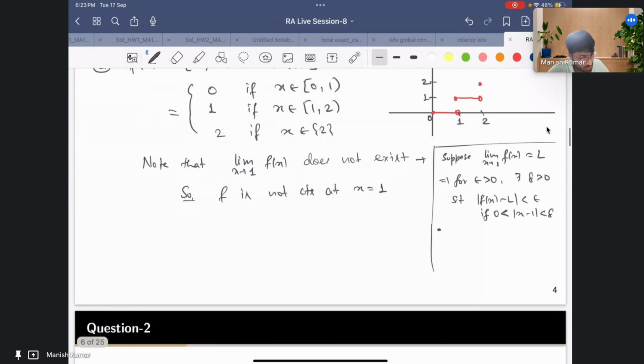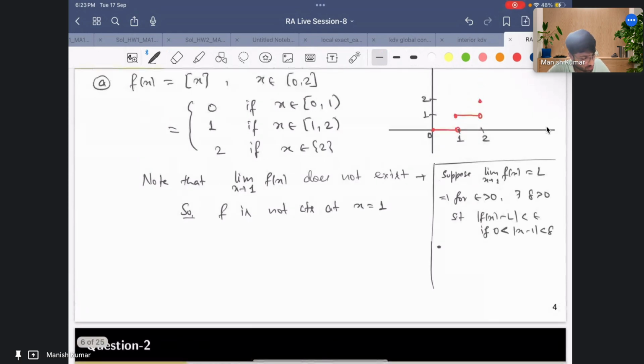Now what does this mean? If x belongs to the interval from 1 minus delta to 1, so I'm taking the left interval, the left hand side, then you can clearly see that mod of f(x) minus L would be equal to mod of L, right?